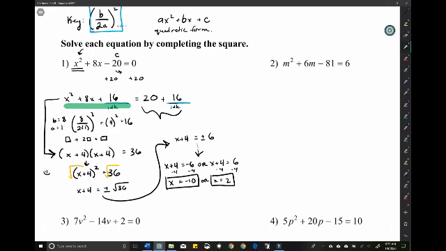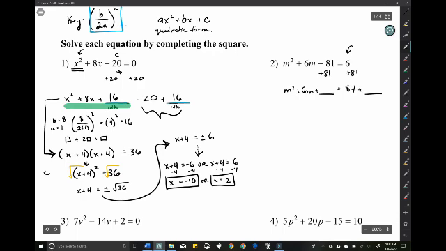So let's do another one here, number 2. Now we don't have 0 on the other side. That's okay, because we're just going to move this 81 over anyway. So first step, we're going to isolate this c value. We're just going to add 81 to each side. 6 plus 81 is the same thing as 87 equals m squared plus 6m. I'm going to add in that IDK value. I don't know.